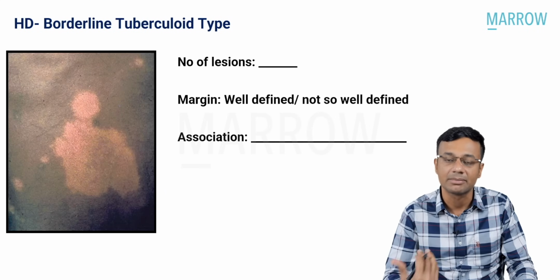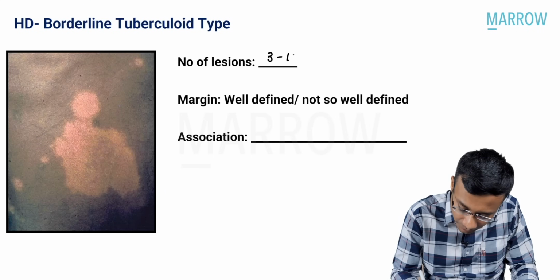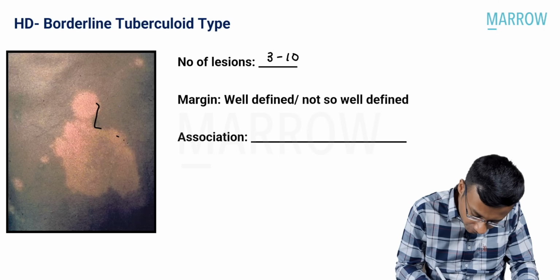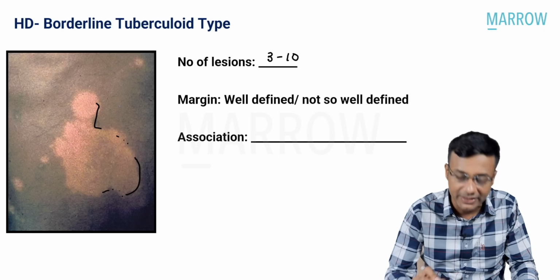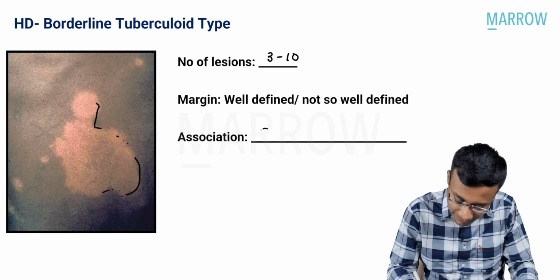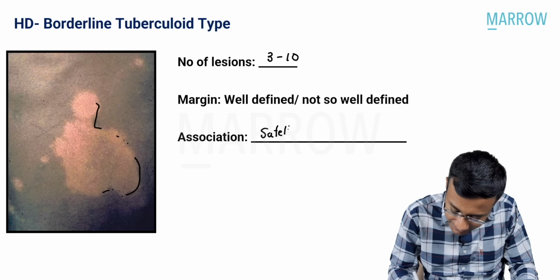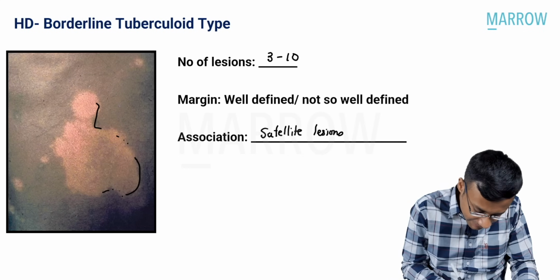In BT leprosy, the number of lesions goes on increasing. They are around 3 to 10 in number. You get well-defined, not so well-defined, well-defined, not so well-defined, and you get a characteristic lesion in the periphery. This is called satellite lesions. You get satellite lesions. So you can see this.